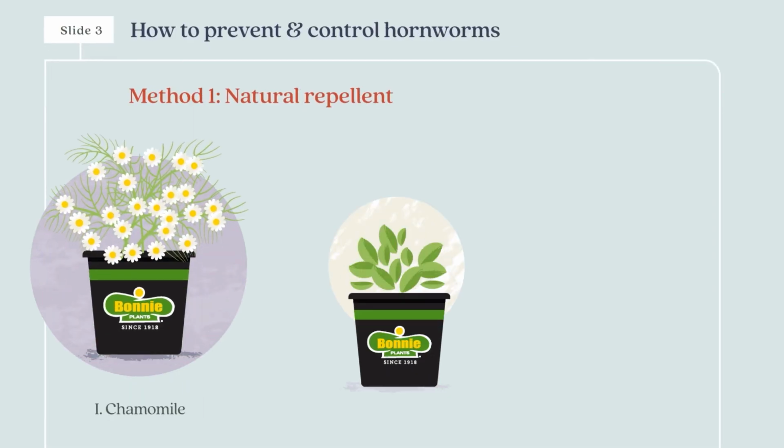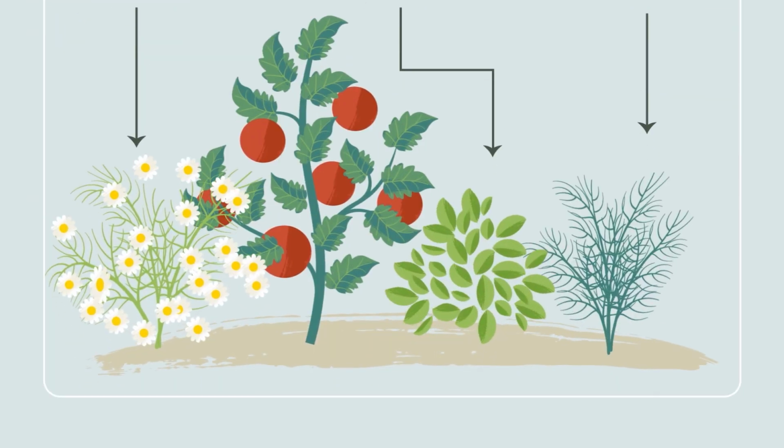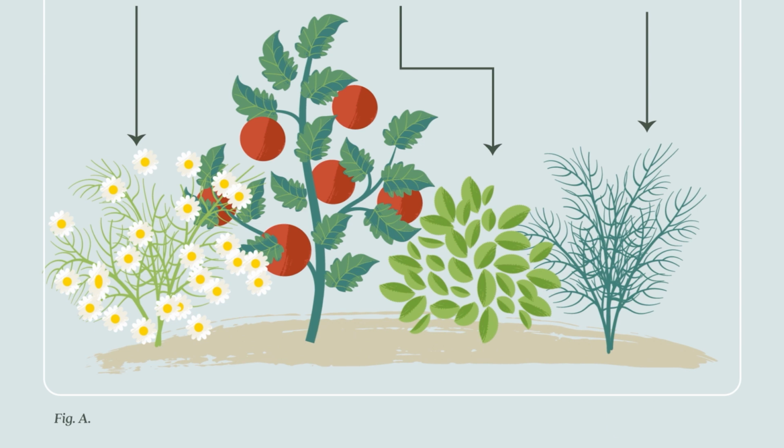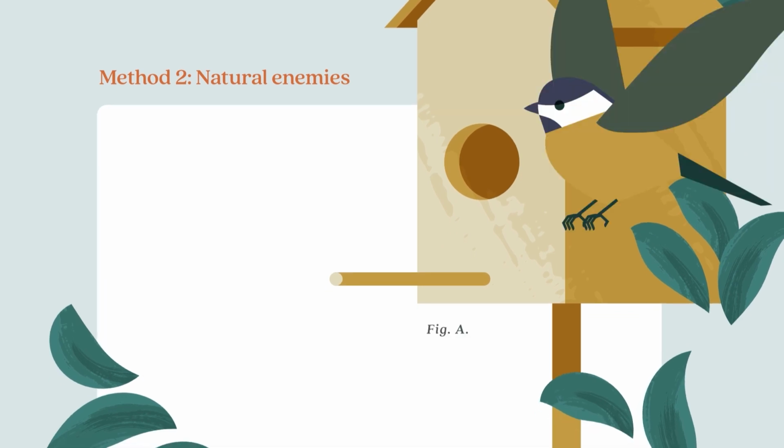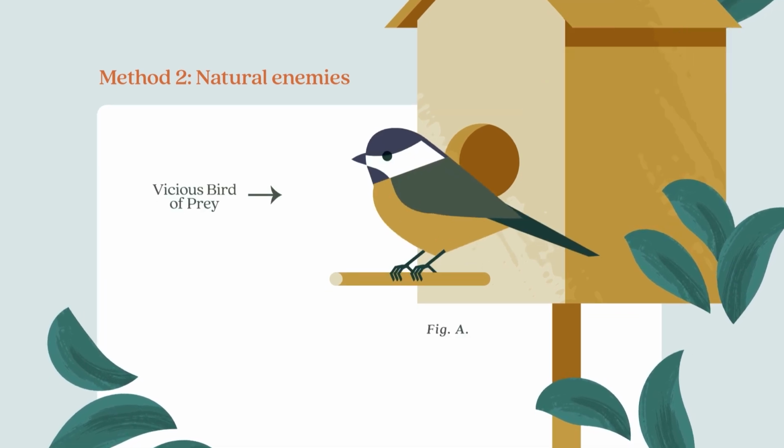Grow chamomile, catnip, or dill from Bonnie Plants to attract beneficial insects like the braconid wasp that kills hornworms. Hang birdhouses to invite insect-eating birds to your garden.